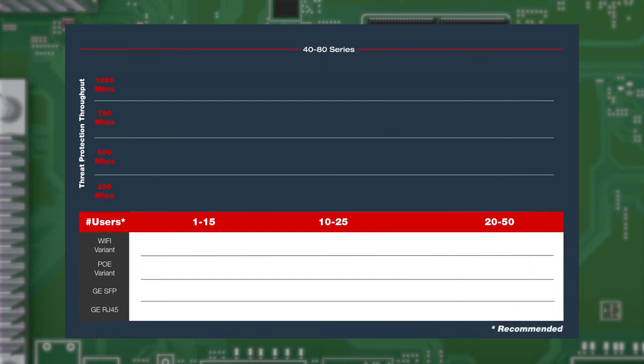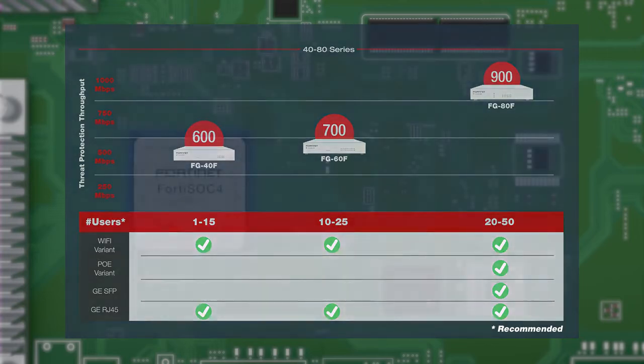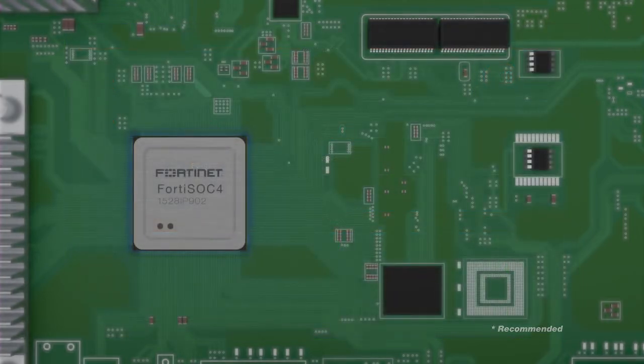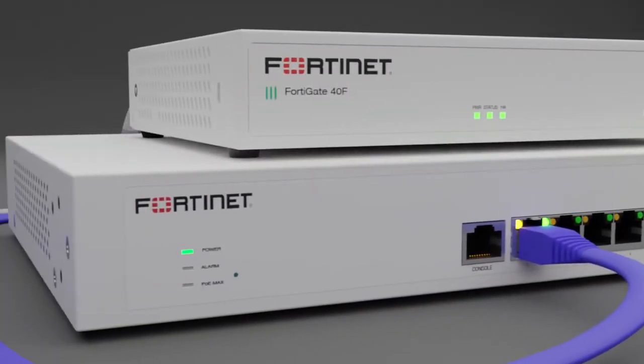The FortiGate 40F is recommended for up to 15 users, while the FortiGate 60F is designed for 10 to 25 users. The FortiGate 80F series offers several variations of interfaces and port density and is suited for 20 to 50 users. The FortiGate 40F brings together security and network access and extends the benefit of the Fortinet security fabric to distributed branches.